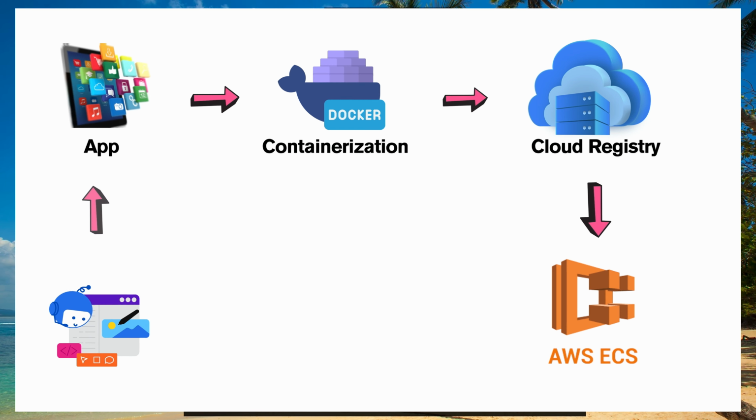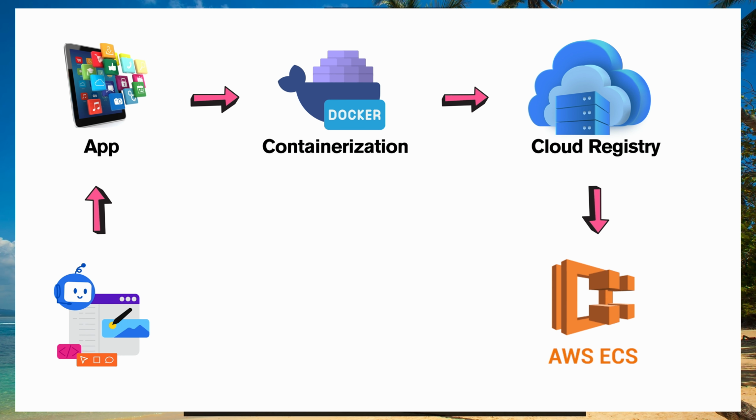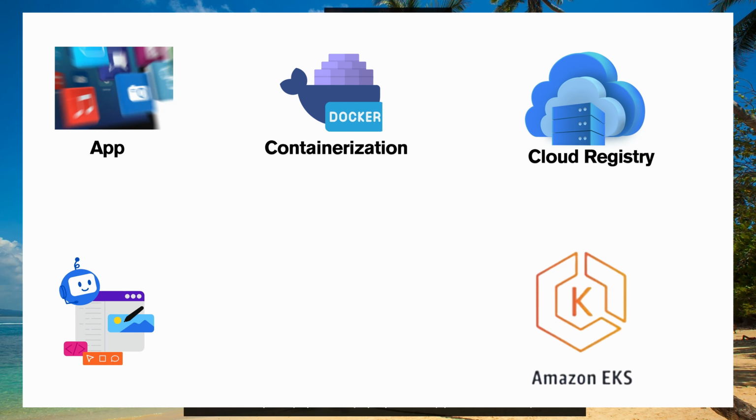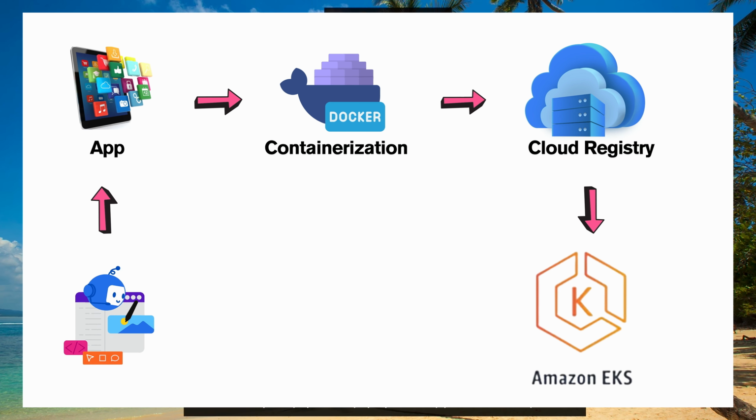This was part 2 of our Express app journey. If you missed part 1, check the video description for the link. Next time, we are going to use this image from ECR and deploy it to AWS ECS and EKS, adding monitoring, security scans, and automation.